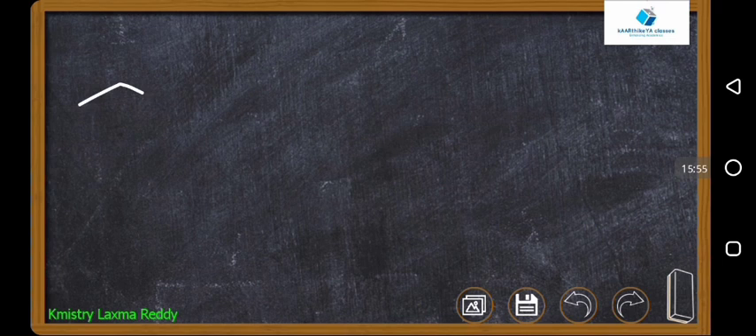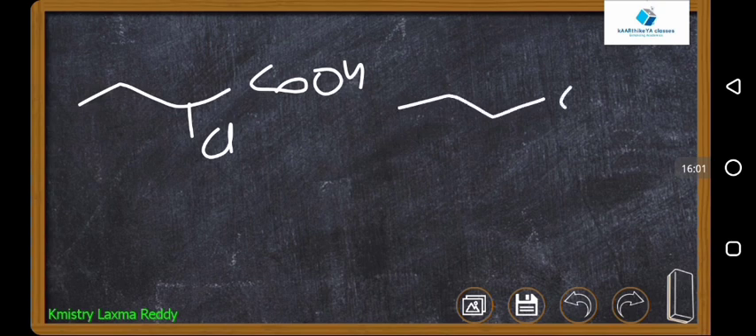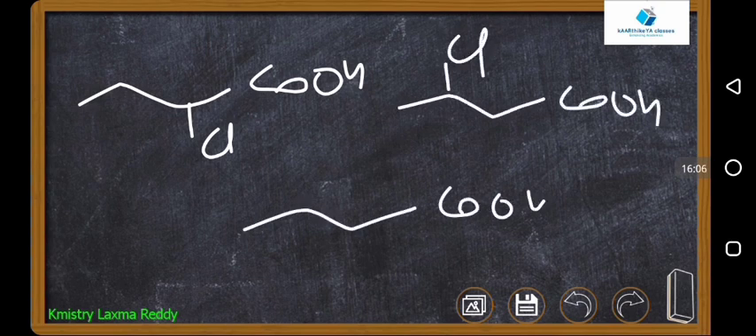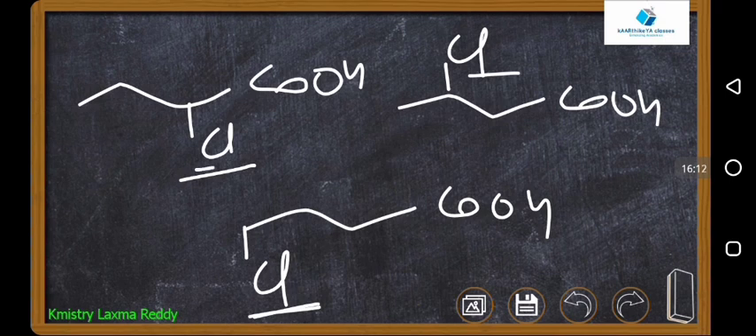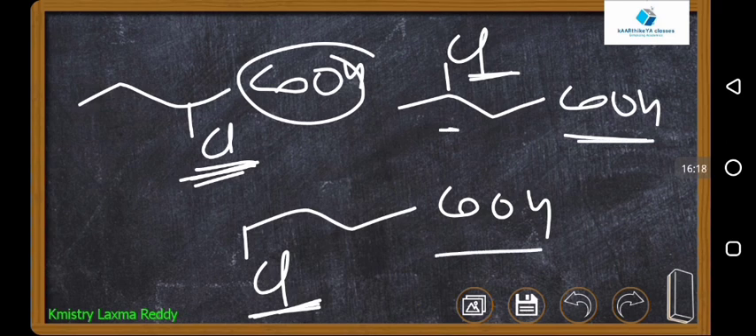Then have a look at this. COOH, this is chlorine. COOH, this is chlorine. COOH, this is chlorine. In all the cases only one chlorine is present. The same number of chlorines are there, but here it is close to the COOH group, here it is a little bit away, and here it is far from the COOH group. So when minus I groups are there, minus I groups increase the stability. When they are very close, that is much better.